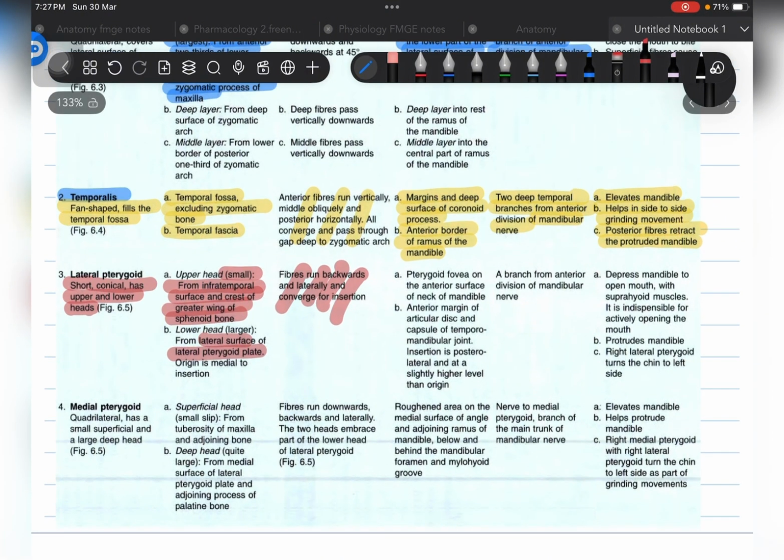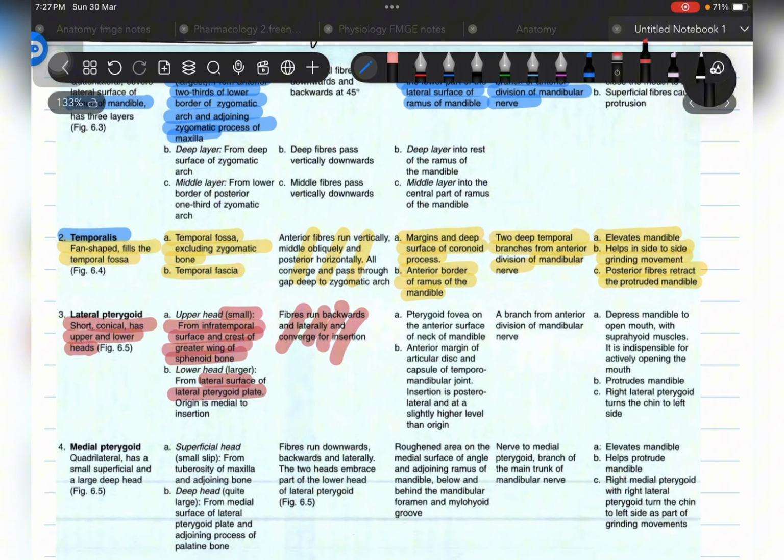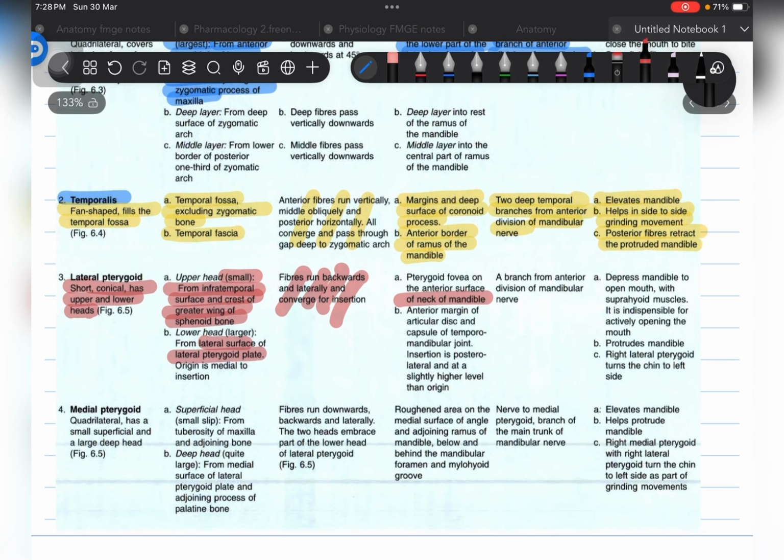Now, the insertion: the pterygoid fovea on the anterior surface of neck of mandible and anterior margin of articular disc and capsule of the temporomandibular joint. Insertion is posterolateral and at slightly higher level than origin.